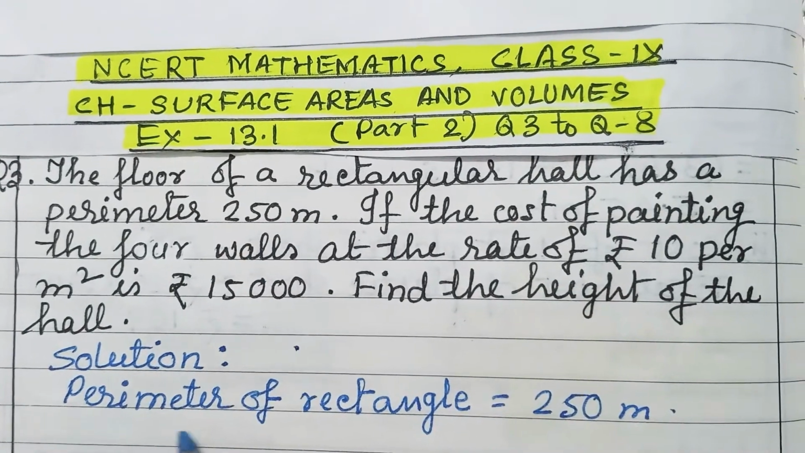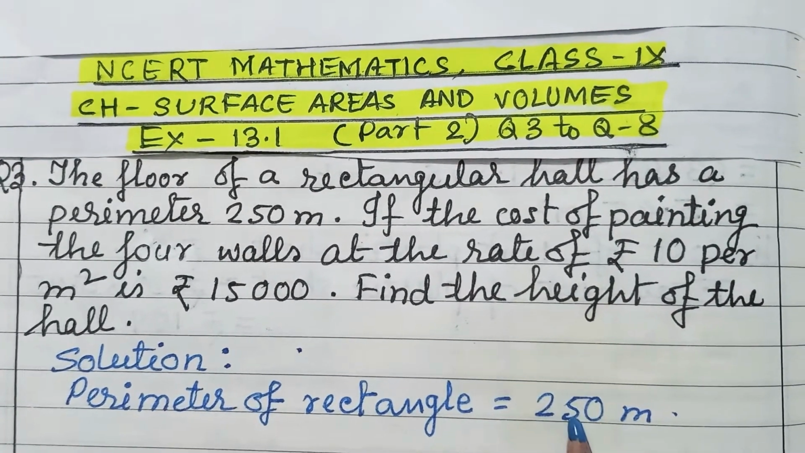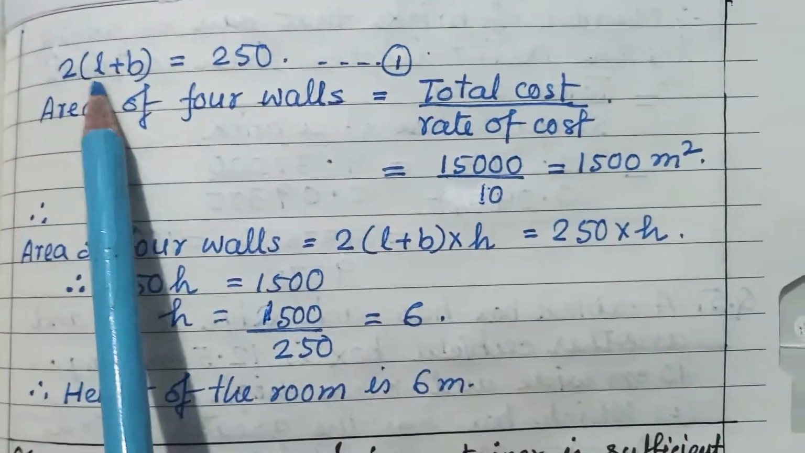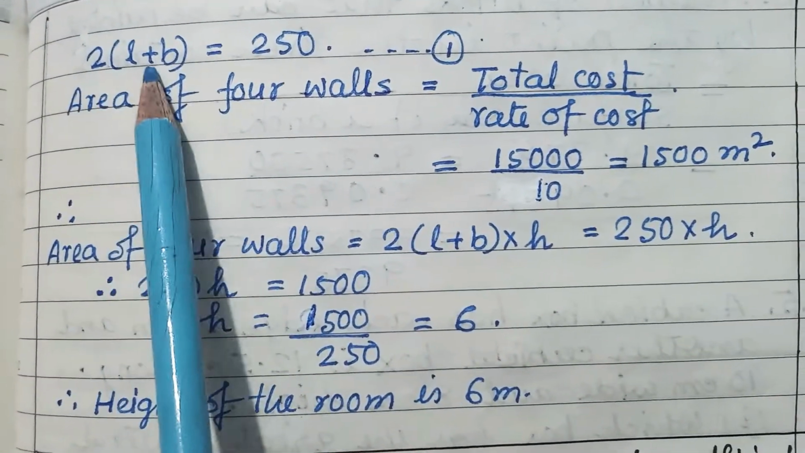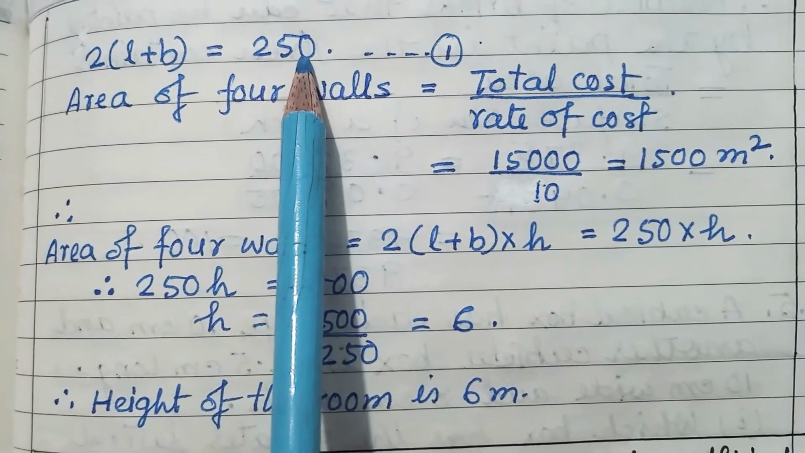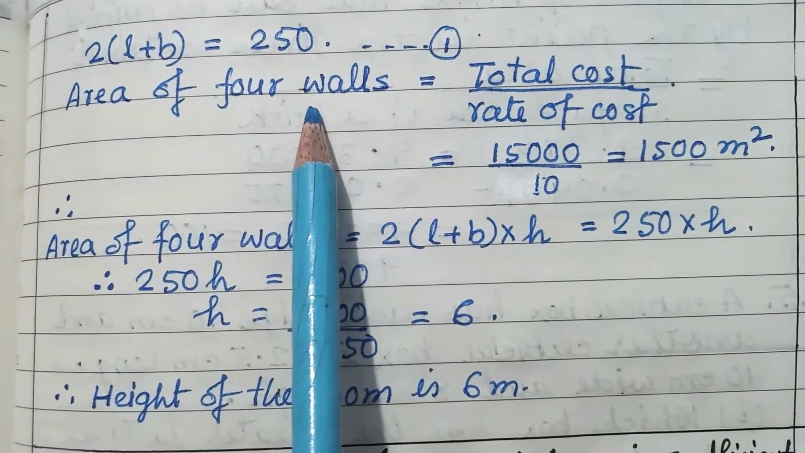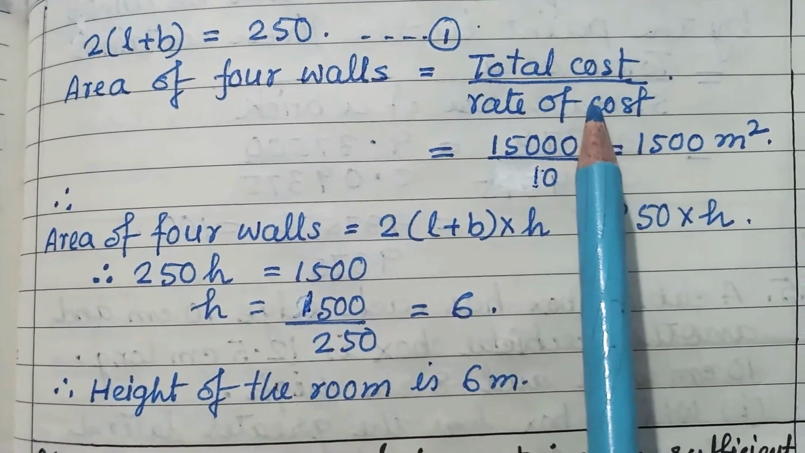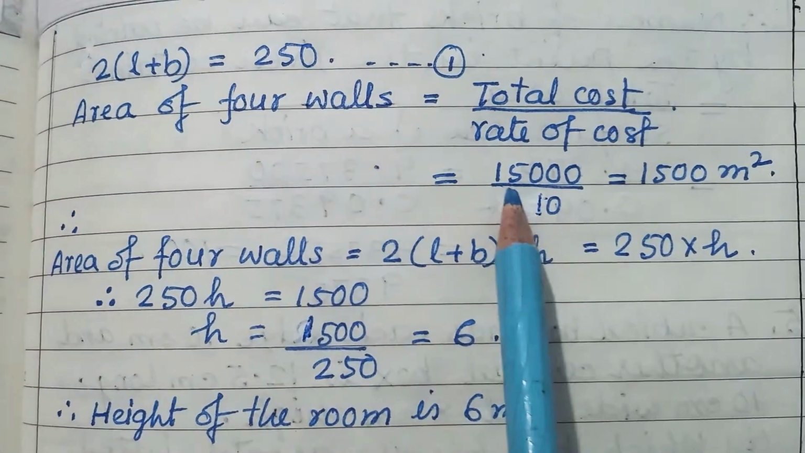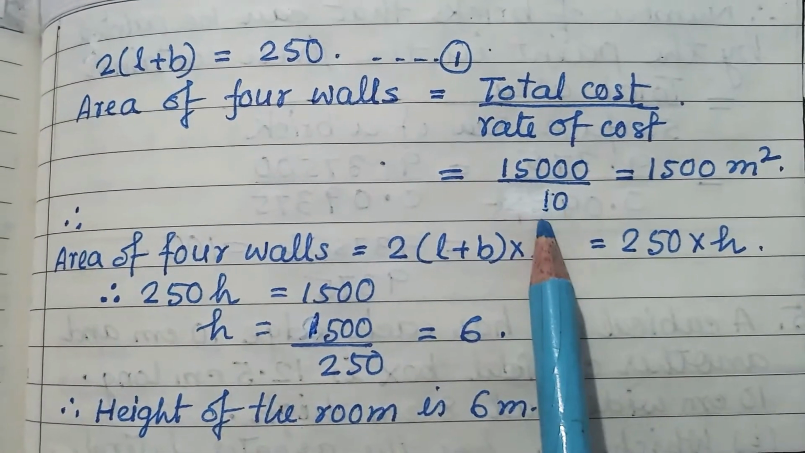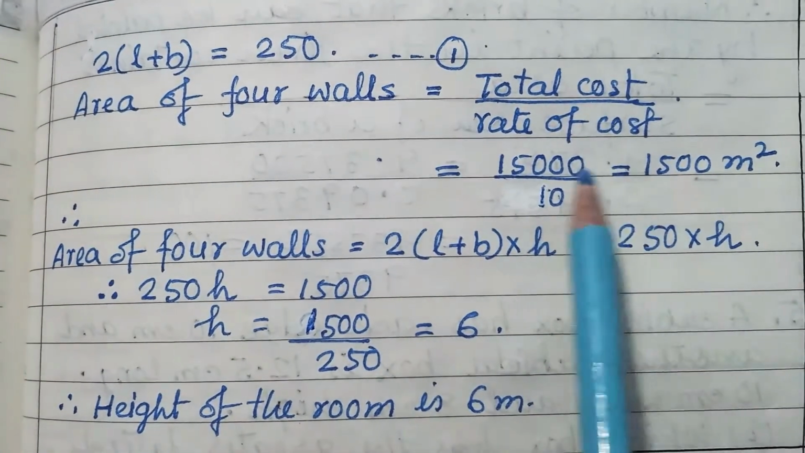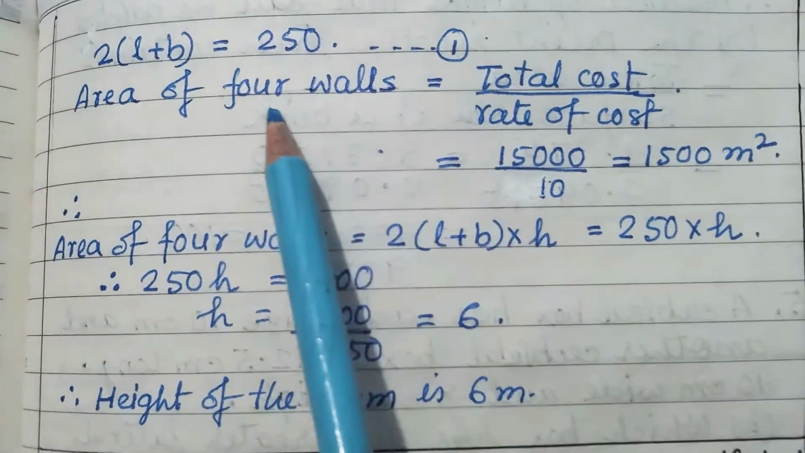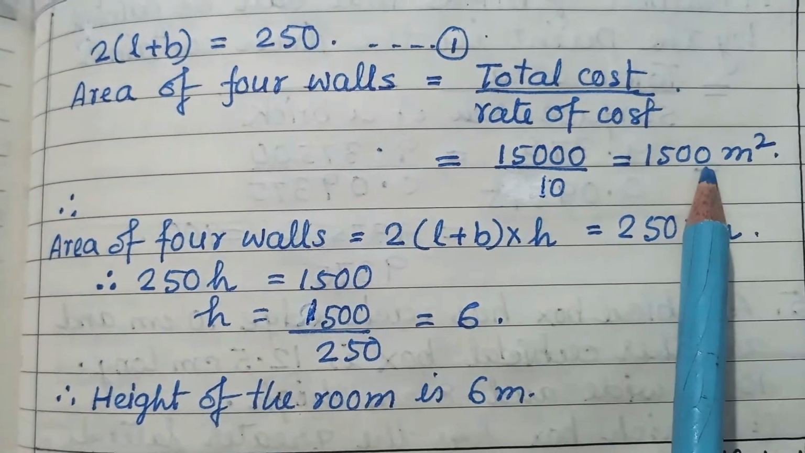Now the perimeter of the rectangle is 250. What is the formula of perimeter? It is 2 into (length plus breadth). So we can write 2 into (length plus breadth) is equal to 250. The area of the four walls is the total cost upon the rate of cost of painting. The total cost is 15,000 and the rate is rupees 10, so divided, it is 1500 meter square. It is the total area of the four walls.